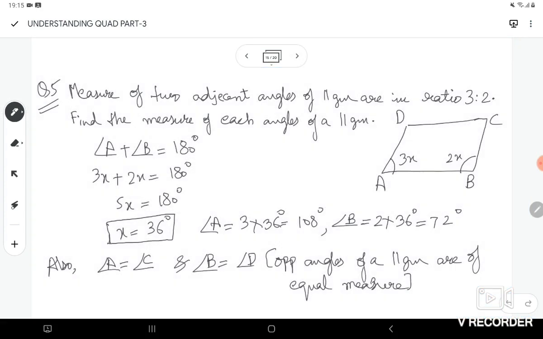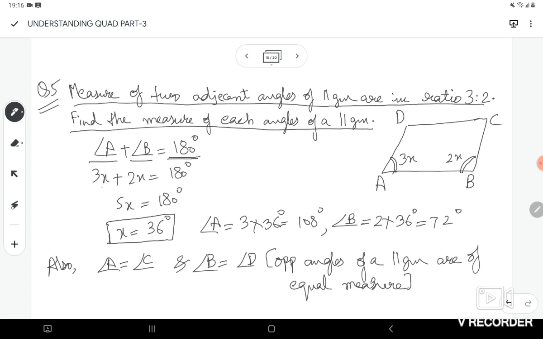Now moving on to another question. It says the measure of two adjacent angles of a parallelogram are in the ratio 3:2. We have to find the measure of each angle of the parallelogram. So let angle A equal to 3x and its adjacent angle B equal to 2x. We know that adjacent angles in a parallelogram are supplementary. So angle A plus angle B would be equal to 180 degree. This gives 3x plus 2x equal to 180 degree, and 5x comes out to be equal to 180 degree and x comes out to be equal to 36 degree.